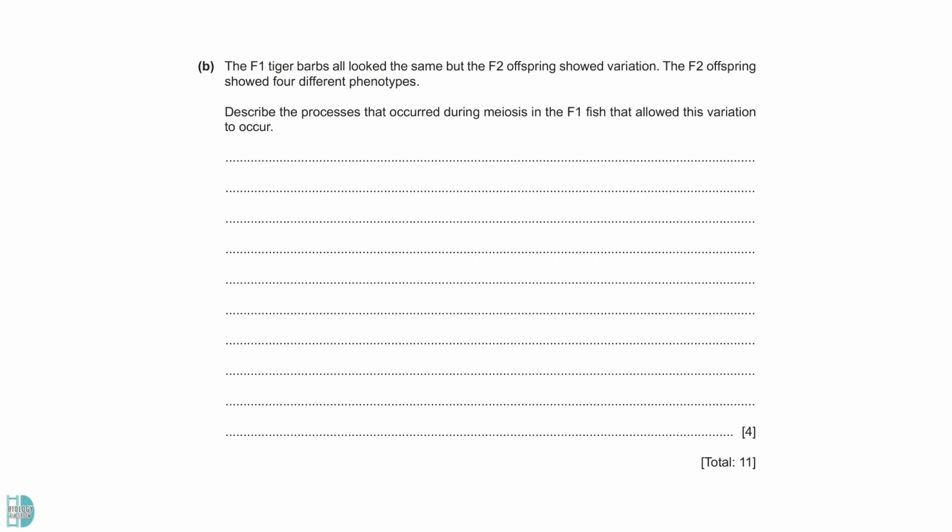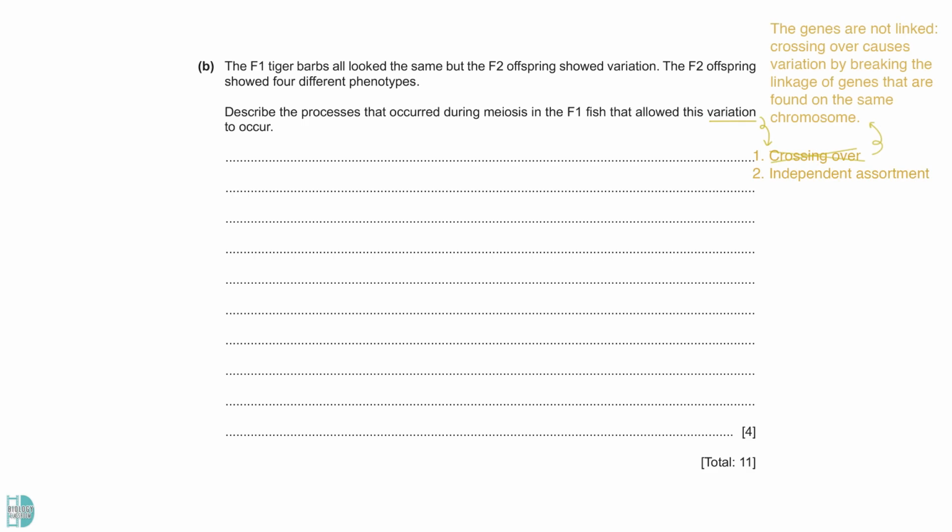B. Describe the processes that occurred during meiosis in the F1 fish that allowed this variation to occur. Two events can lead to variation in meiosis: crossing over and independent assortment. However, since the genes are not linked, crossing over is irrelevant. It can only cause variation by breaking the linkage of genes that are found on the same chromosome.